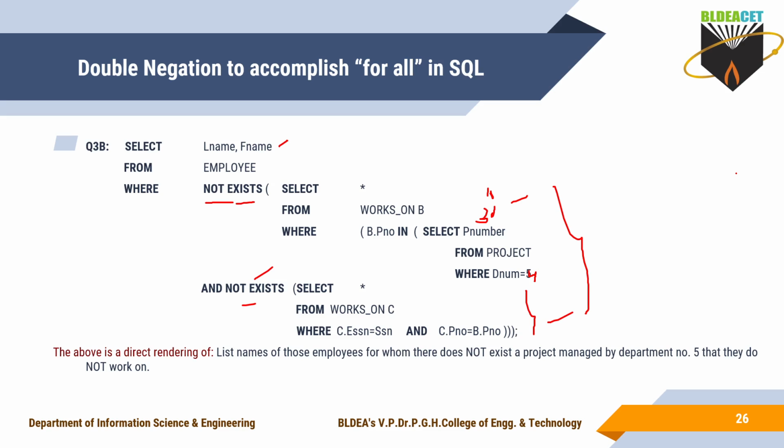So this is about how to use EXISTS and NOT EXISTS functions in correlated nested queries. Okay, thank you.